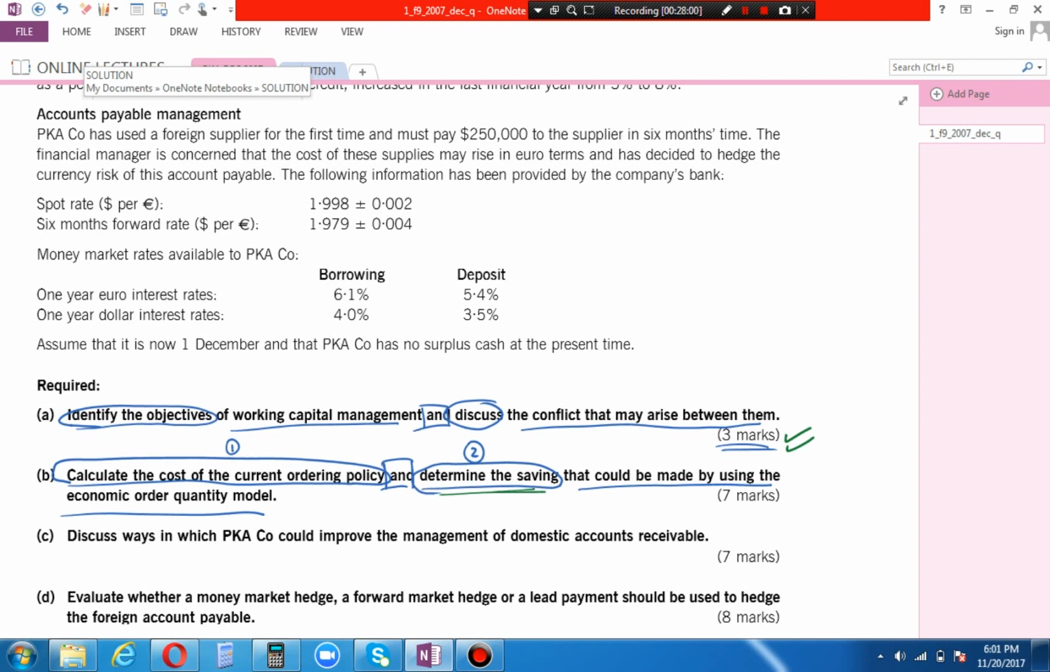The examiner is basically asking you to calculate the current ordering policy, and then you have to calculate the savings. So you have to calculate economic order quantity also. But there is a quick way to calculate the savings directly, rather than doing the long calculation. Obviously this won't be relevant for this question, but it can be relevant for MCQs, because they give you fewer marks, and you would be expected to calculate quickly, because you'll not have much time to spend on a question like this, right?